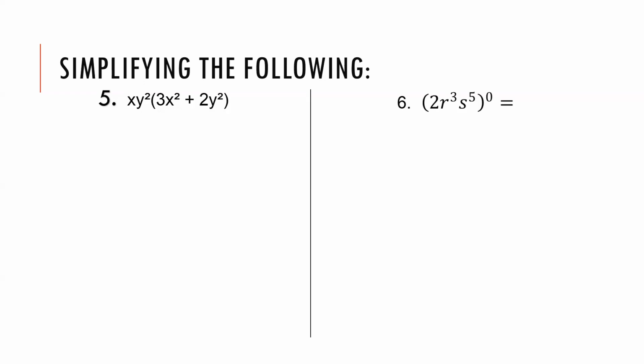All right, here we go. Remember, we said we gotta get rid of parentheses. How do I get rid of parentheses? I distribute. We need to distribute. So I'm distributing this entire product to each one of these, right? So that's gonna give me x, y squared times 3x squared plus x, y squared times 2y squared.